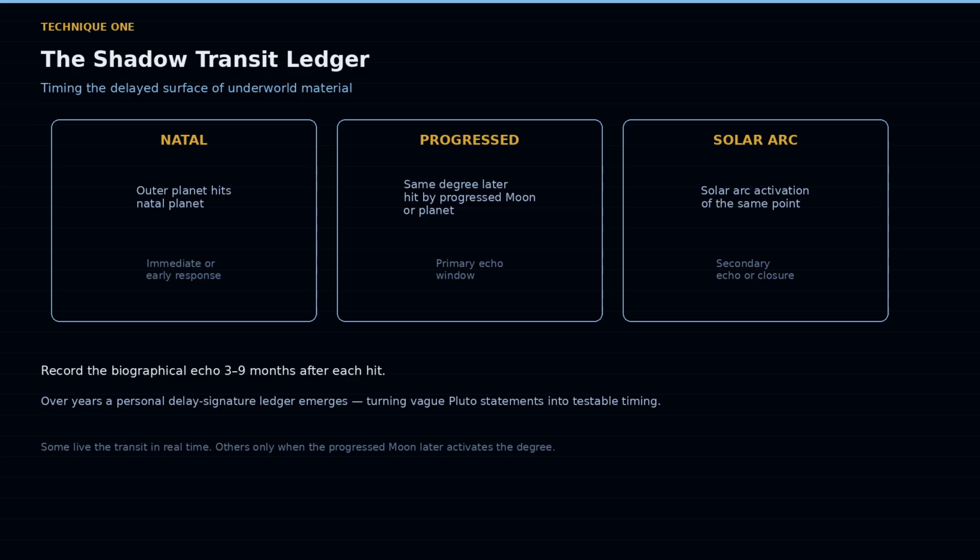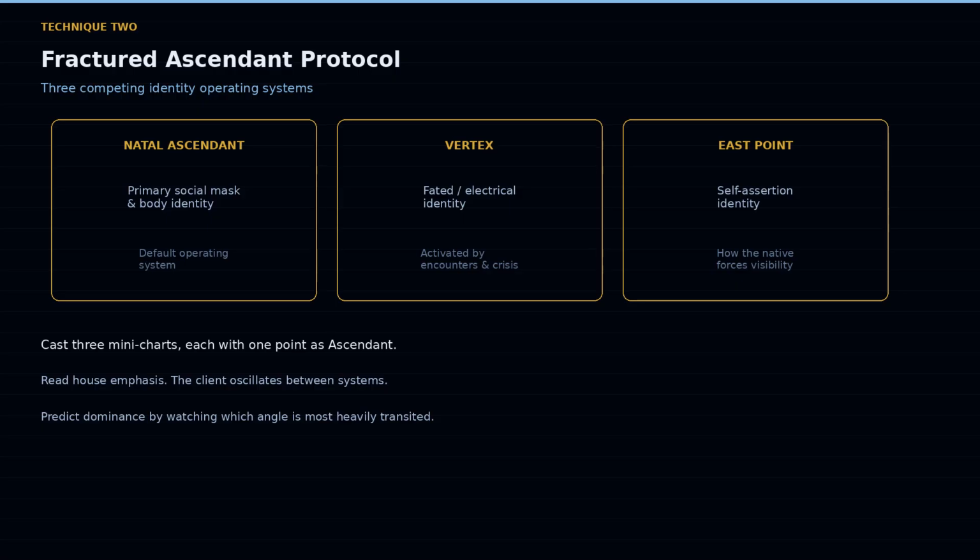You then note the emotional and biographical echo that appears in the client's life 3 to 9 months later. Over time, a personal ledger of delay signatures emerges. Some people live their Pluto squares in real time. Others experience the full force only when the progressed moon later activates the same degree. This ledger turns vague, "Pluto is transforming you" statements into timed, testable predictions of when the underworld material actually surfaces.